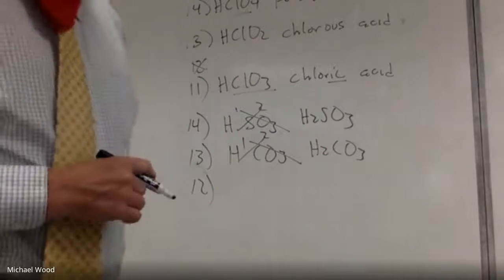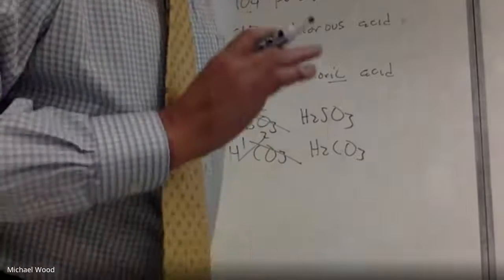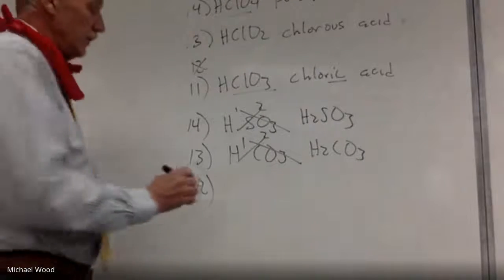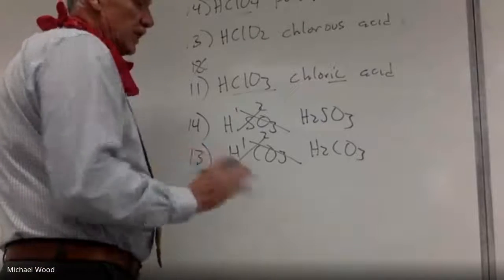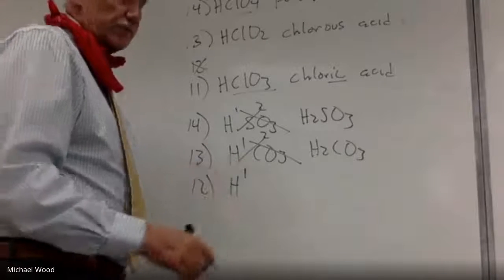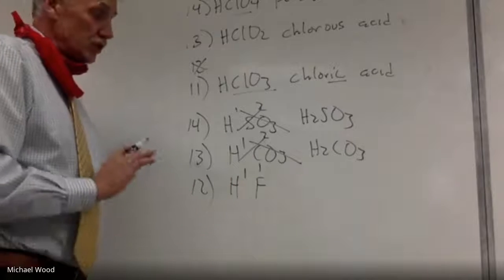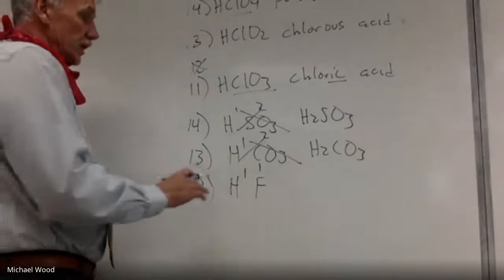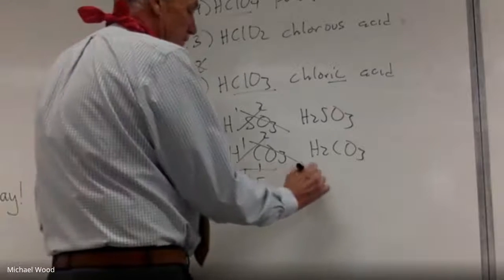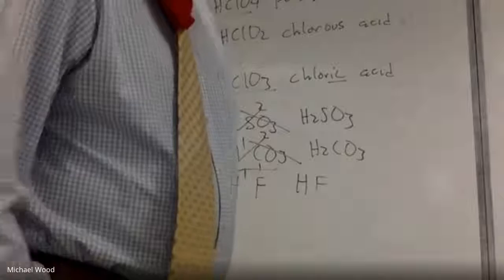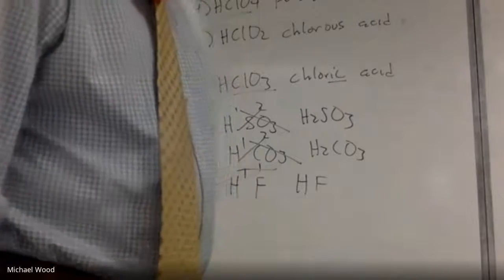Okay, number 12, hydrofluoric acid. When I see the prefix hydro, that tells me this does not have oxygen. So hydrofluoric acid. Fluorine, using your periodic table, is just fluorine, not a polyatomic ion, and its charge is 1. So that cancels out, so it's HF.